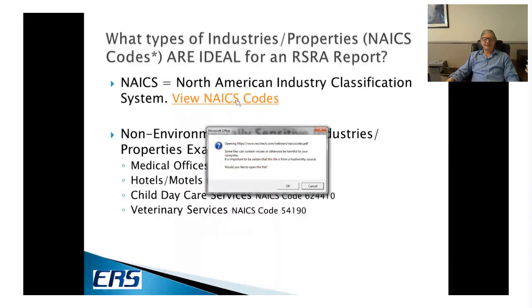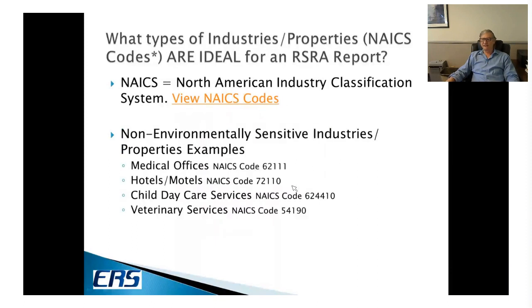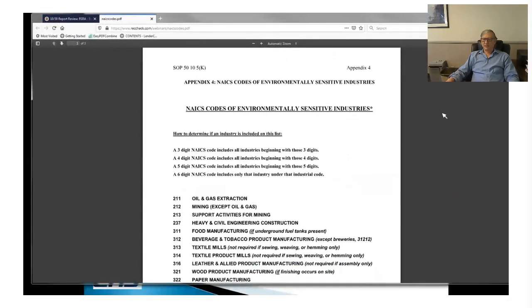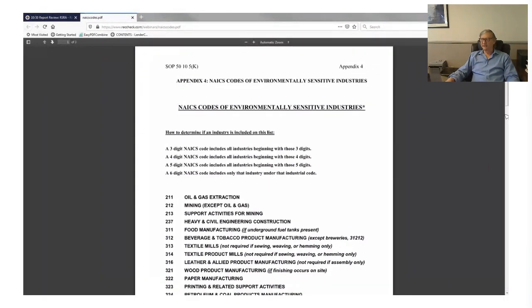Let's just go back here. I think they have the NAICS code sheet. And let's look at the sheet here. These are environmentally sensitive industries. So if your site is listed as any of these NAICS codes, then really you can't do an RSRA.